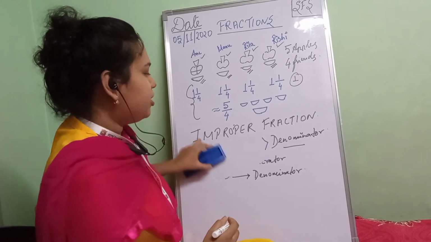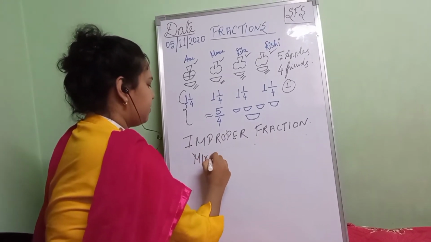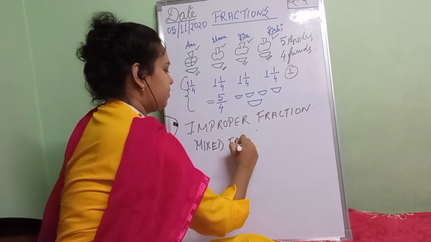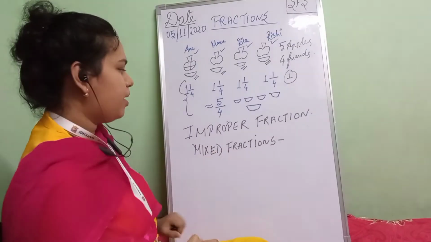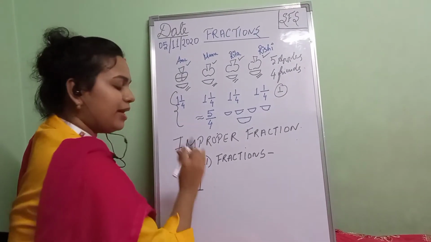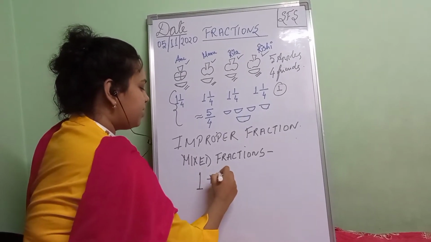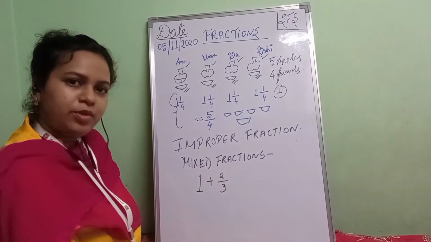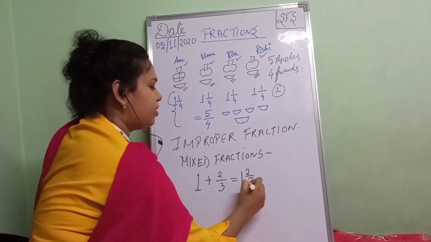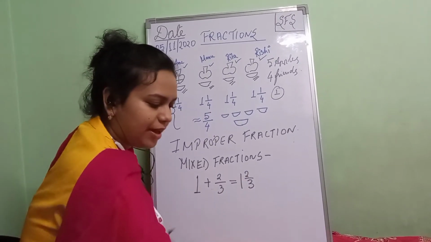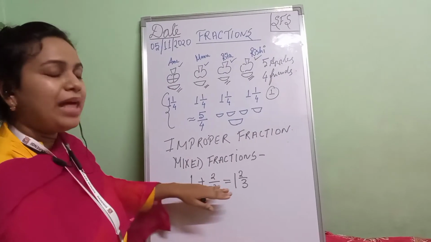And what are mixed fractions? Mixed fractions are fractions which can be written as 1 as a whole number plus a proper fraction, say 2 by 3. Okay? So this can be written as 1, 2 by 3. Okay? Mixed fractions are fractions which have a combination of a whole number and a proper fraction.